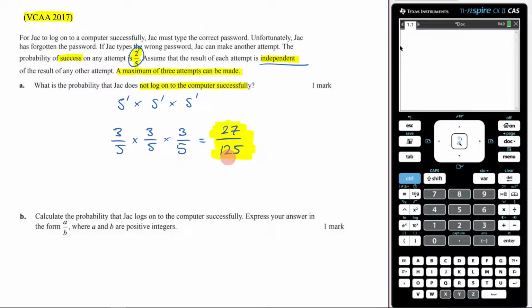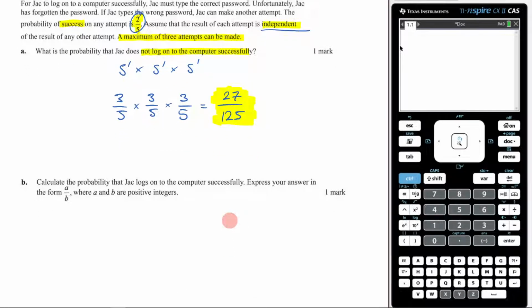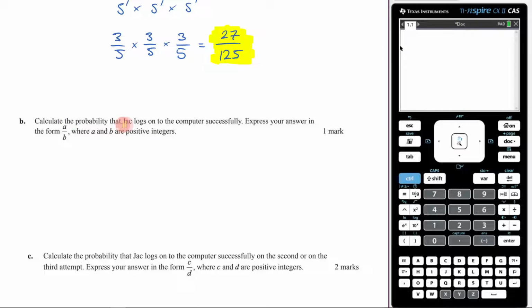This is only a 1-mark question, so you want to get in and get out and be done with it. Okay, next. Calculate the probability that Jack logs onto the computer successfully. Express your answer in the form A on B, where A and B are positive integers.